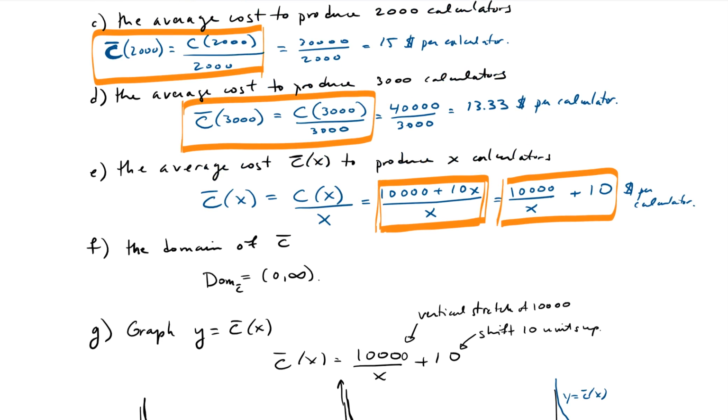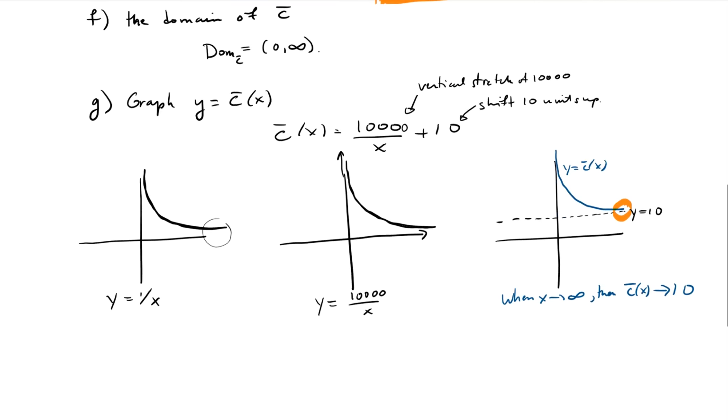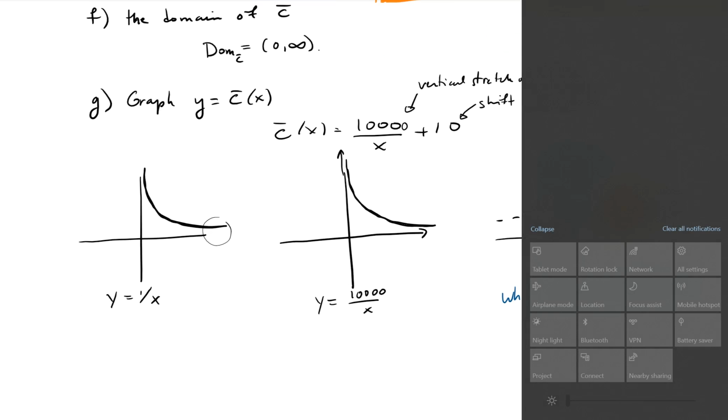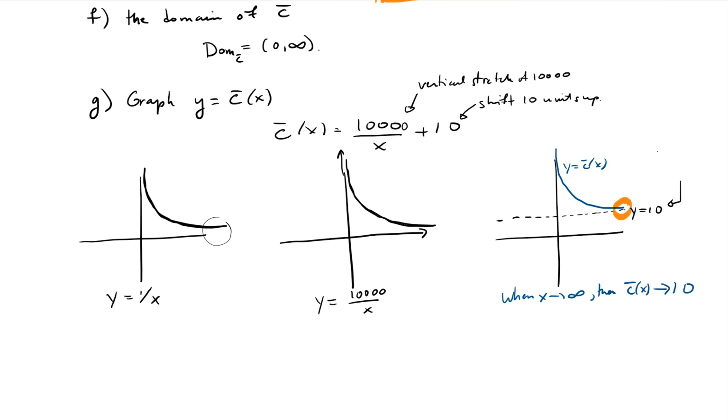So we can say from going from 2,000 to 3,000, so increasing x, we went down from 15 to 13.33. The idea is that if we increase x a little more, we're going to be able to get as close as we want to an average value of 10. So this is why we call this thing a horizontal asymptote, because we can get as close as we want to it.